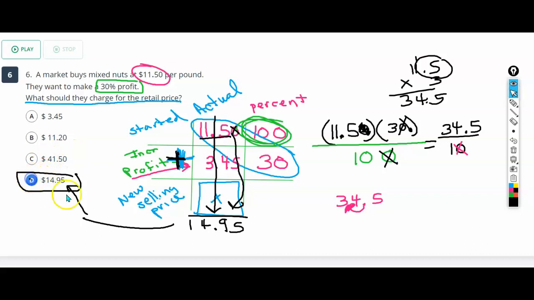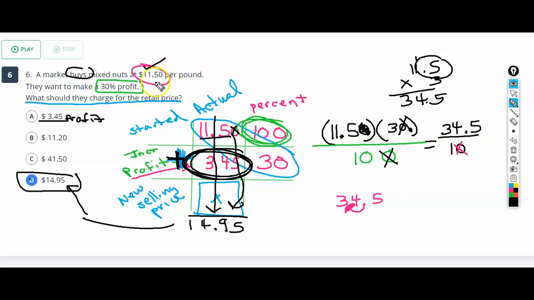So click on that answer. However, you can see that if you would have done it another way, you might have made a mistake and got this, which is the profit. How much money did I make? I made $3.45. So if I go and try to sell something, I have to purchase it. I purchase it at the store for $11.50.